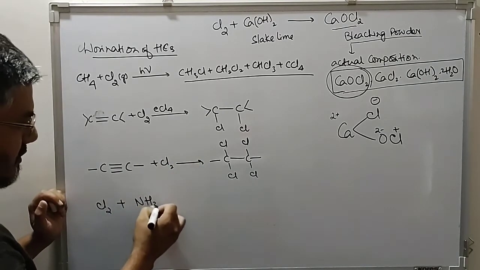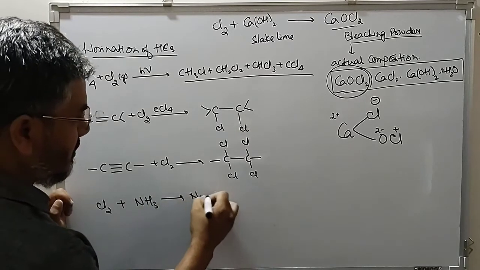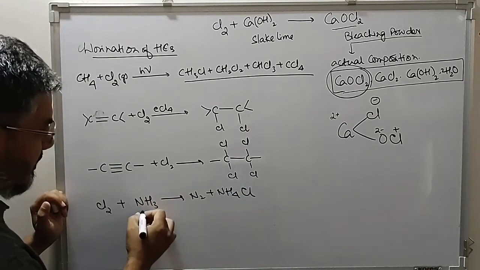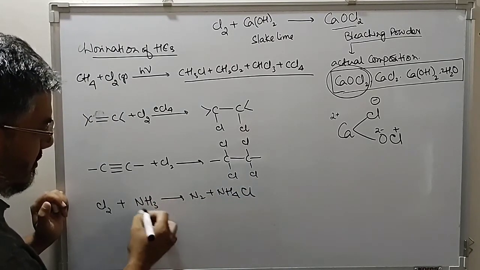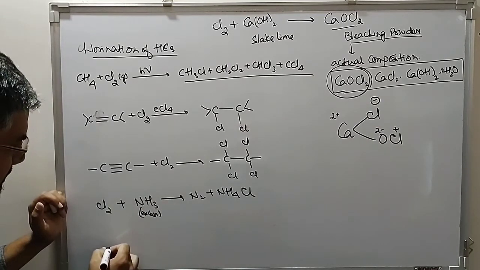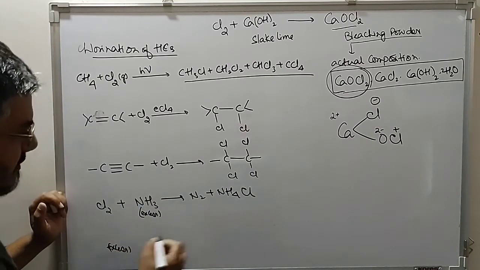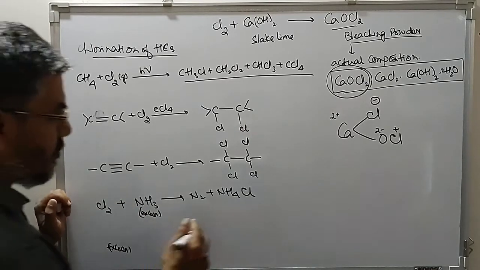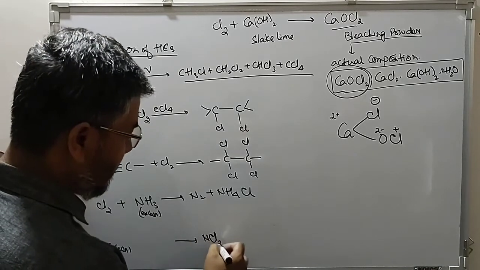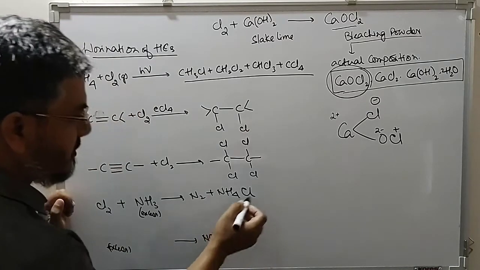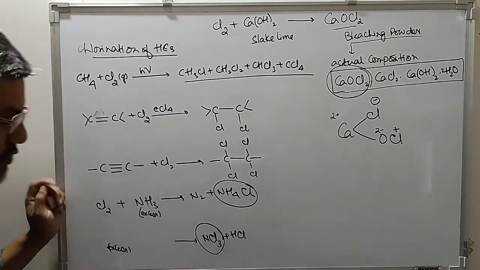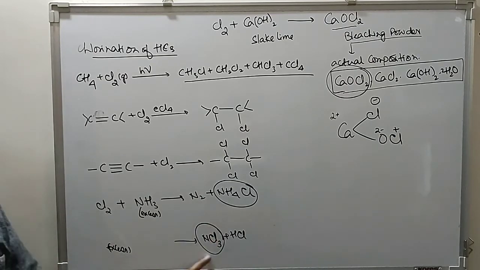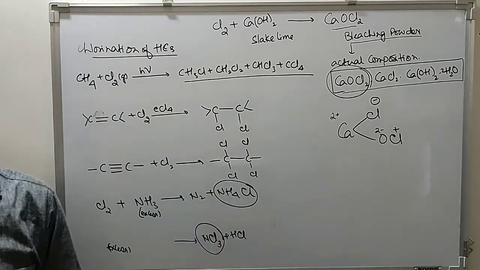One reaction I have given you earlier: chlorine plus NH3 gives you N2 plus NH4Cl. This will form if NH3 is in excess. But if chlorine is taken in excess, with the same reacting mixture, chlorine gas in excess and ammonia in limited quantity, then this gives you NCl3 plus HCl. So this is the difference in product. With excess of ammonia, nitrogen gas is formed. With excess of chlorine, NCl3 is formed.